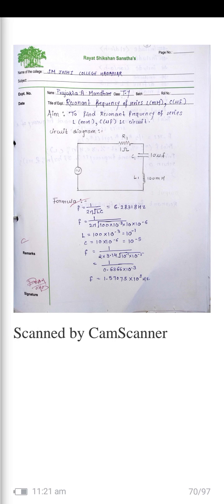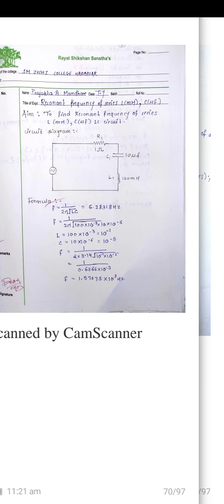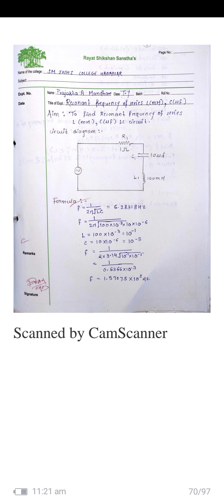Then next is the resonant frequency of the series LC circuit, with inductance in millihenry and the capacitance value in microfarads. The aim is to find the resonant frequency of series LC circuits. This is the circuit diagram of the LC circuit.